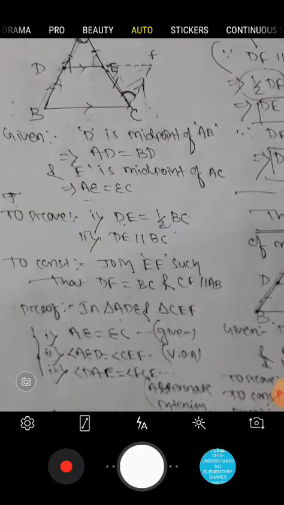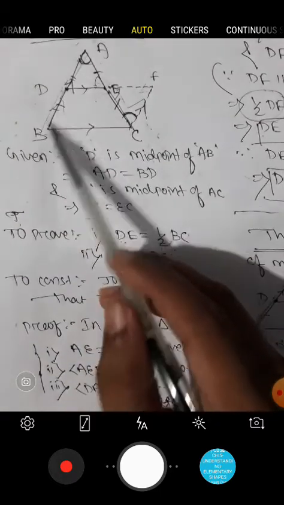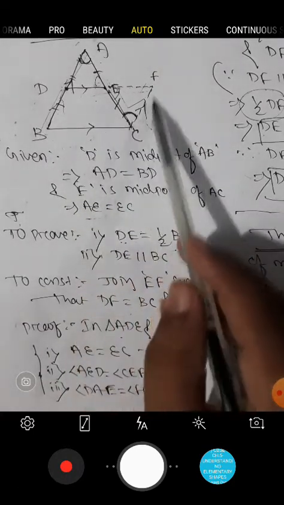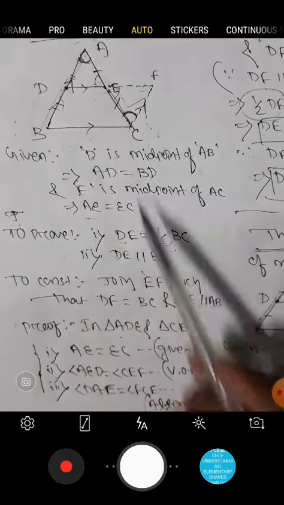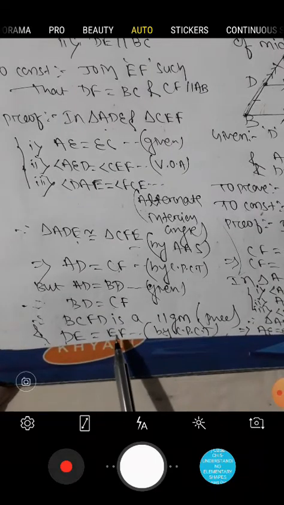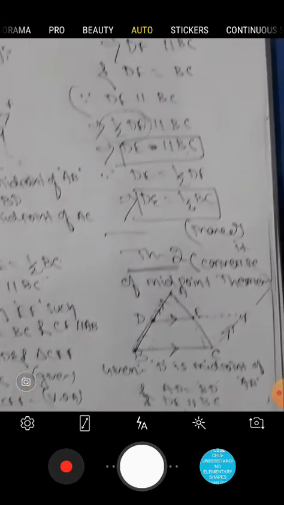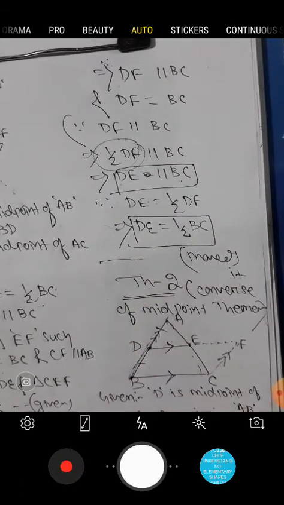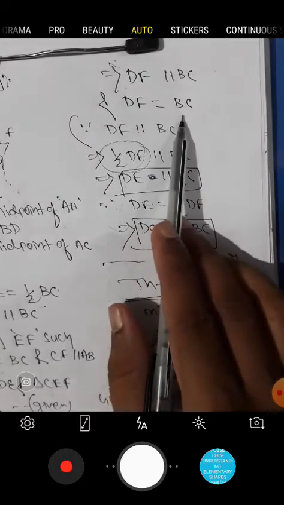So as you can see, the opposite sides are parallel as well as equal. You can see here, children, BD is parallel to CF as well as BD equal to CF. It makes BCFD a parallelogram. If it's a parallelogram, its other sides are also equal. DE is equal to EF by CPCT, and DF is parallel to BC too. You can see here DF parallel to BC and DF is also equal to BC.